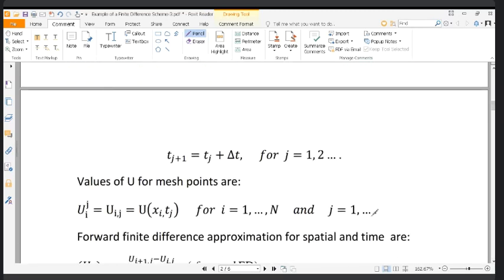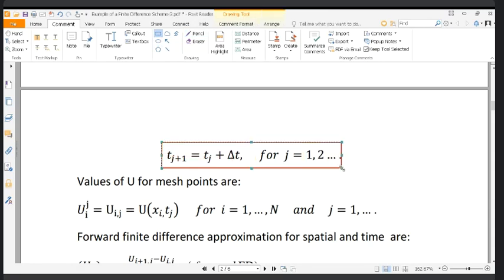And similar to the spatial discretization, we have Tj plus 1 equal to Tj plus delta T for j equal 1, 2, 3, and so on. The value of u for mesh points are u i j.